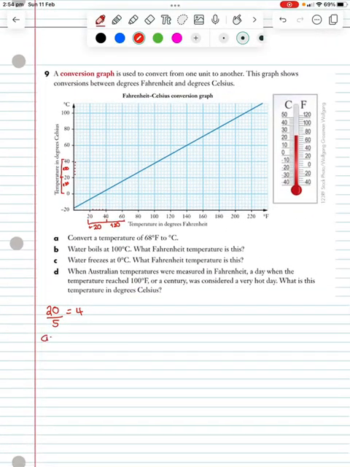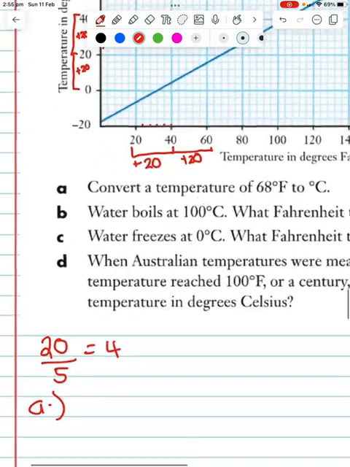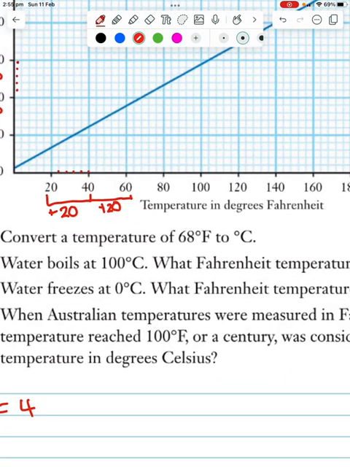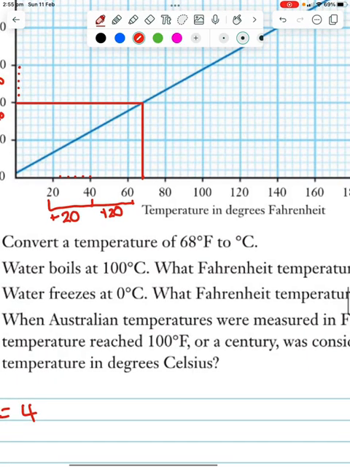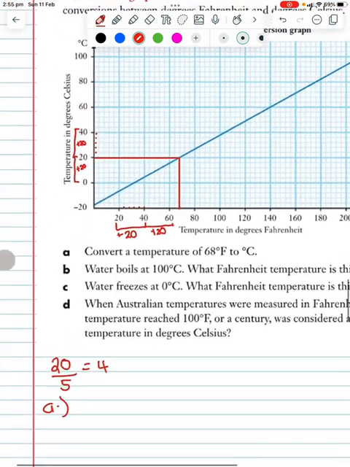So if we get started with A, convert the temperature of 68 degrees Fahrenheit to degrees Celsius. I'm going to find my Fahrenheit scale and find 68. Remember, we're going up by 4s, so this point here is going to be my 68. I'm going to draw my straight line up until my conversion line, and then draw across to my degrees Celsius. You'd just use your ruler. So we could say 68 degrees Fahrenheit is equal to 20 degrees Celsius.